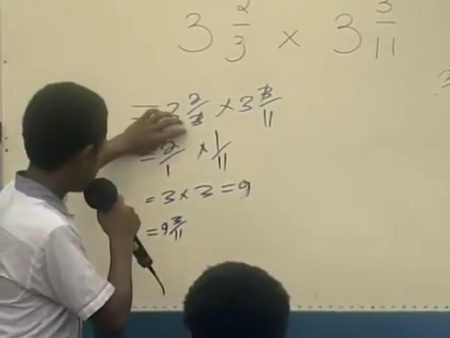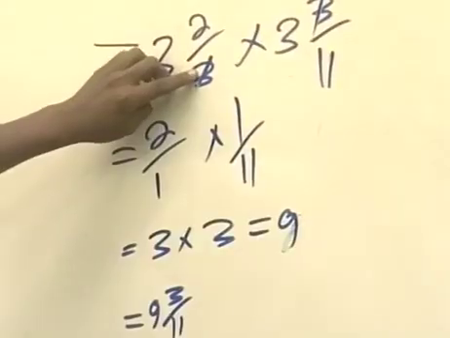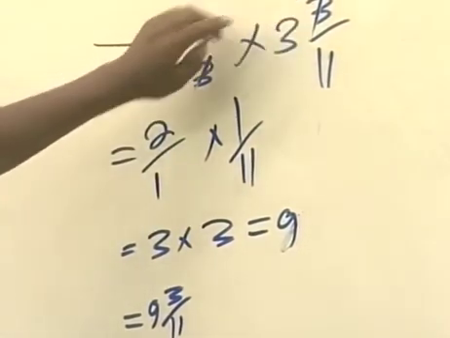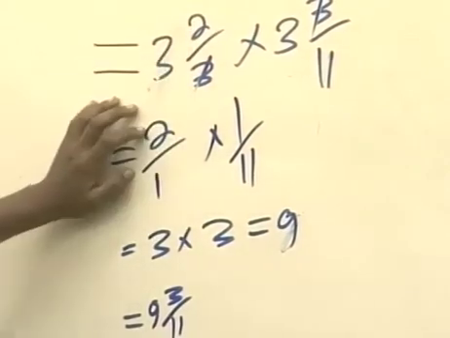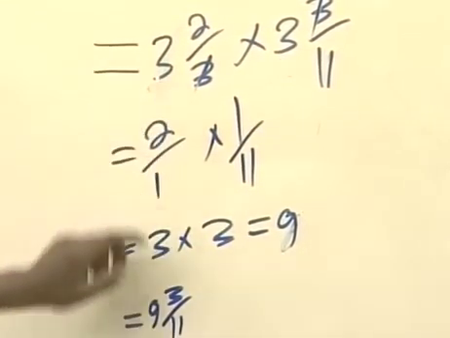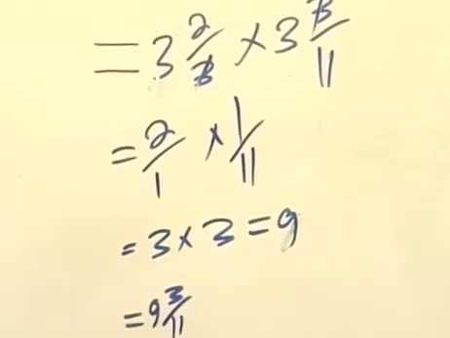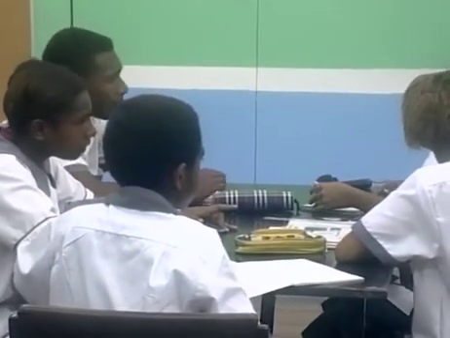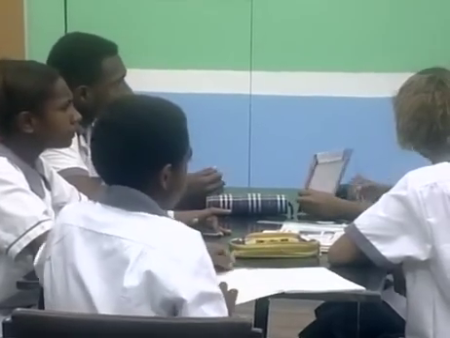Okay, this is how I got it. 3 into 3 goes 1. 2 remains the same, and 11 remains the same. Then 3 times 3 goes 9. The answer is 9 and 3 over 11. Okay, so that's how you got your answer, Michael. Good. Now we'll have Natasha explain how she got her answer.